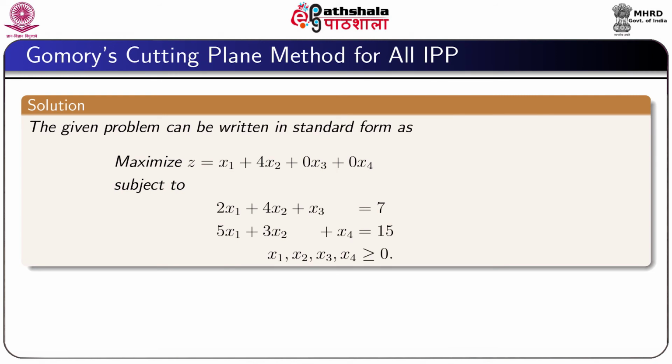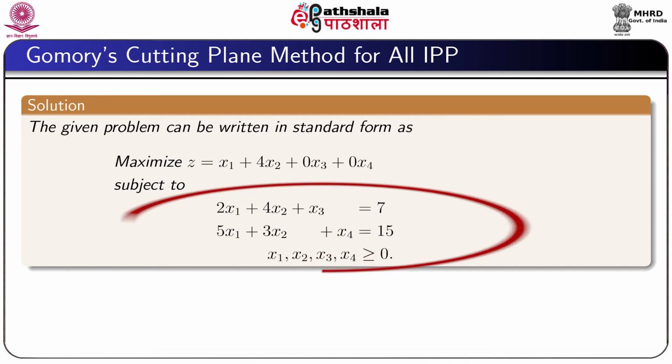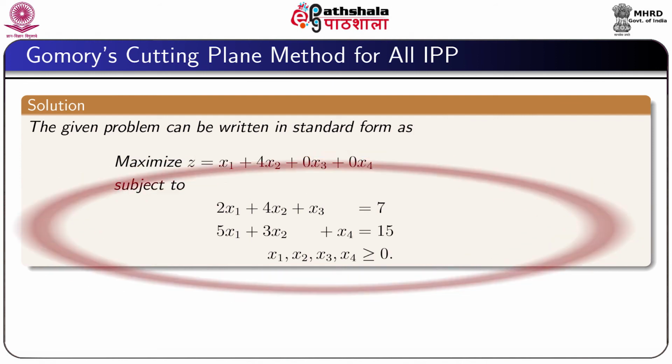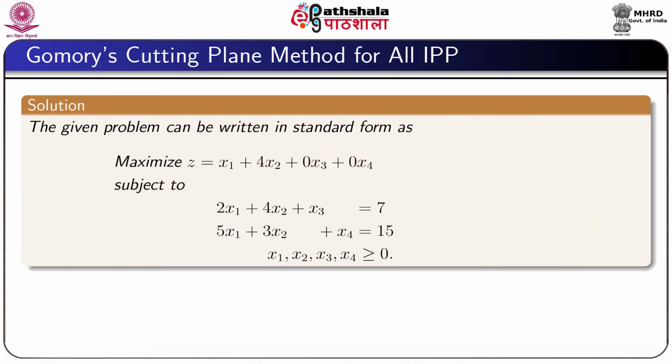Now, the problem can be written in standard form for simplex as maximize z equal to x1 plus 4x2 plus 0x3 plus 0x4 subject to 2x1 plus 4x2 plus x3 equal to 7, 5x1 plus 3x2 plus x4 equal to 15, and x1, x2, x3, x4 all are greater than equal to 0.